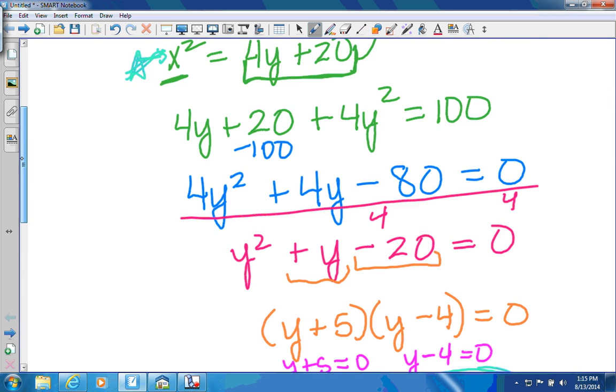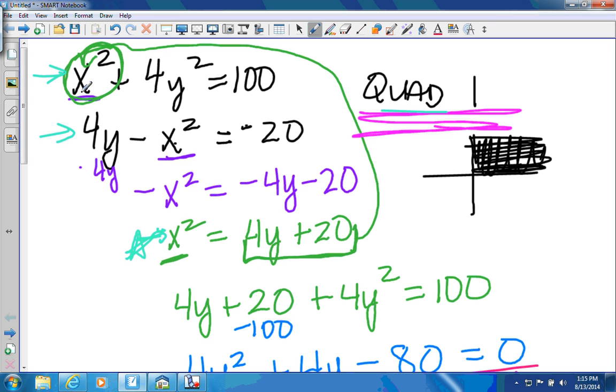Now what that means is, this thing right here, since it's x squared plus 4y squared equals 100, that's an ellipse. I don't think it looks like this. Here we have 4y minus x squared equals negative 20. That is a parabola. It's a squared term. So the parabola probably does something like this.